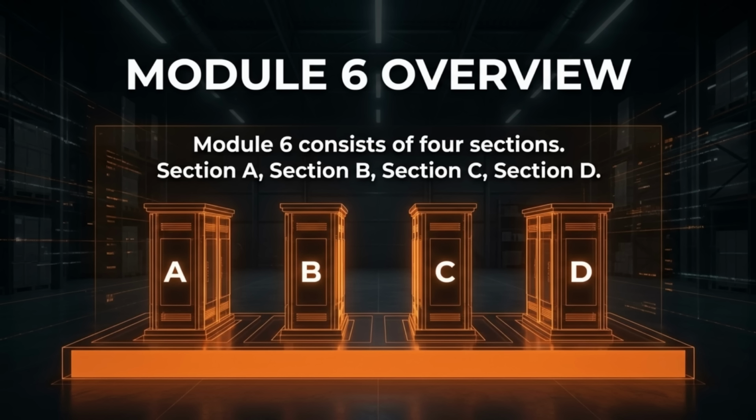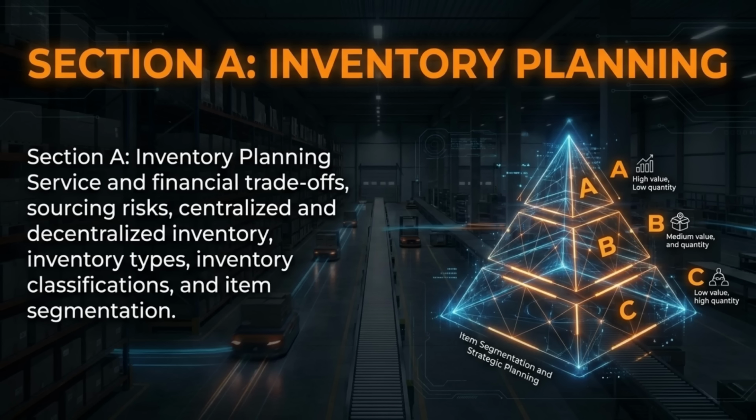Now, let us explore the 4 sections included in Module 6. Module 6 consists of 4 sections. Section A, Inventory Planning. This section explains why organizations hold inventory and how target inventory levels are established. We will examine service and financial trade-offs, sourcing risks, centralized and decentralized inventory, inventory types, inventory classifications, and item segmentation.